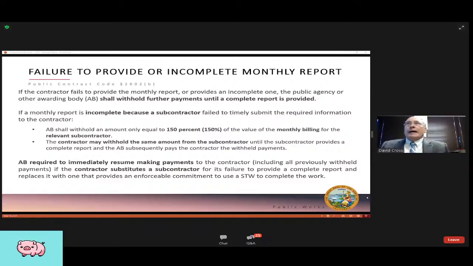So there is no back and forth. There is no requirement for some interactive process. There is no requirement for notice. The contractor, the prime contractor, can just substitute a subcontractor. They can boot the non-compliant subcontractor off the job and bring in somebody who is going to comply. And this is very unusual in the Public Contracts Code. And I think it just shows how important it is to comply with these requirements. Yeah, the contractor can substitute a sub for its failure and replace it with one that provides an enforceable commitment to use skilled and trained workforce. Let's go to the next slide.